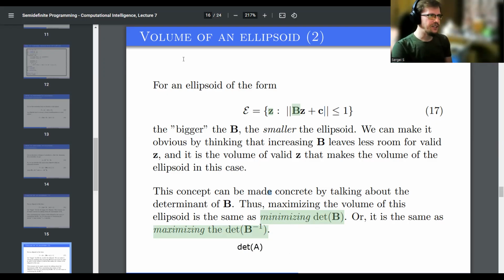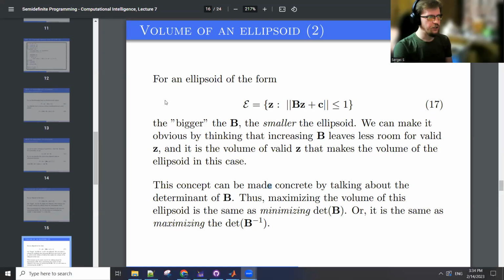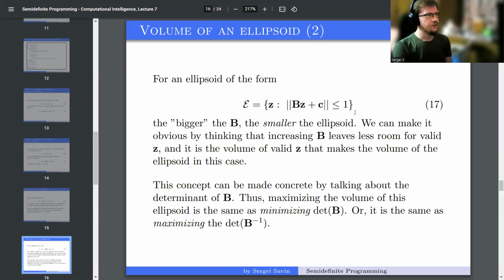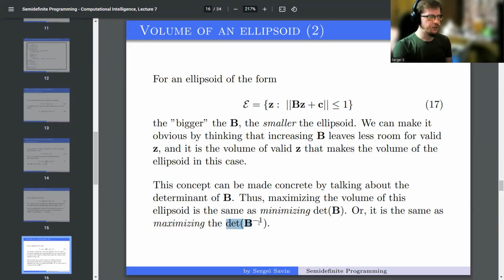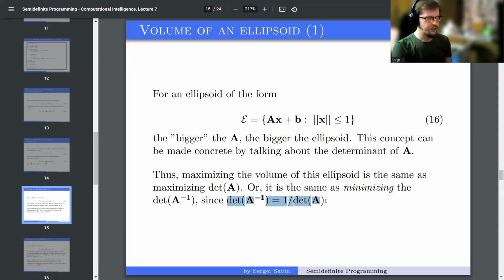So geometrically, it makes sense. B and A are related as inverses. And indeed, we can reason about it through those determinant relations between inverses, or just by looking at the equations. This tells us that we should minimize the determinant of B or maximize the determinant of A, right? And the relations between them also tell us the same story. So, sanity check: we arrive at the same result in two different ways.